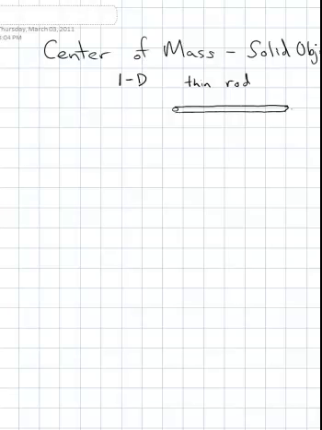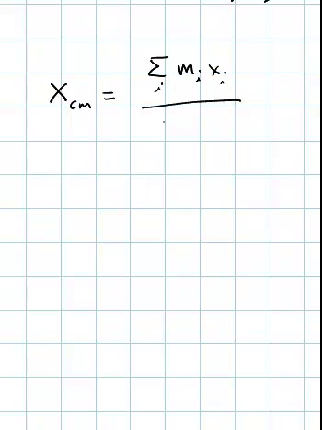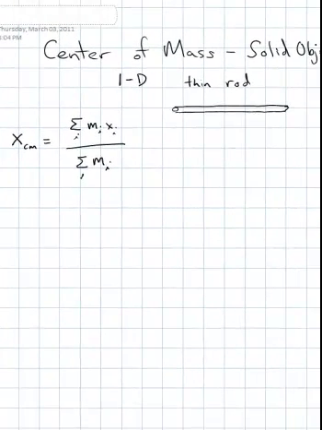Let's take a look at the equation we would use for center of mass for point objects. We add up, right? It's a summation, and we multiply each mass by its position, add them all up, and divide that by the total mass. We sum up every point mass. So how would we do that with a solid object?